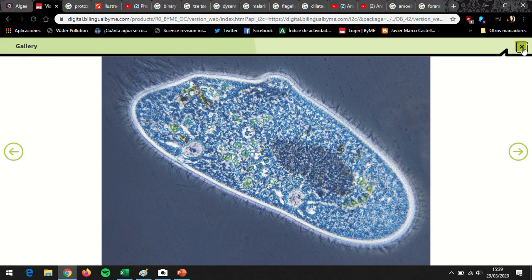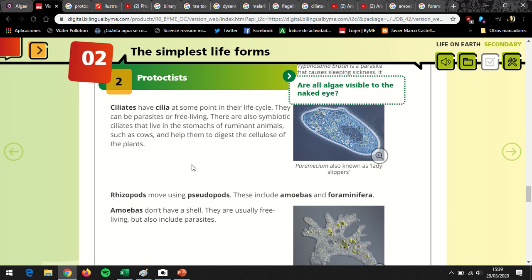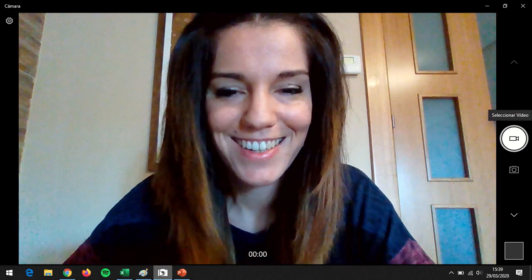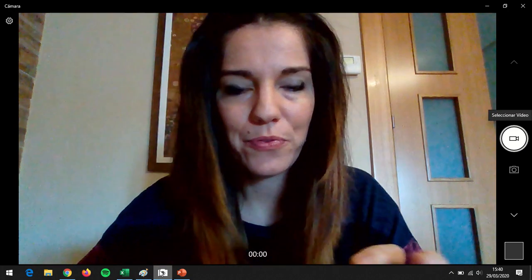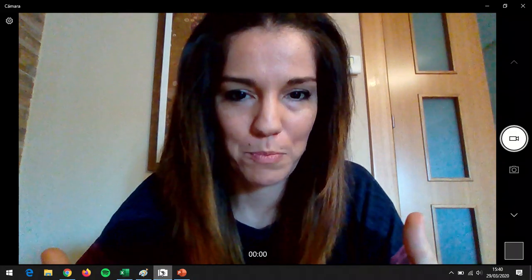So, second type, done using cilia, then we call them ciliates. Then we have rhizopods, los rhizópodos. In this case, they move using what we call pseudopods. Pseudopods literally means false feet. En castellano decimos pseudópodos, significa falsos pies.